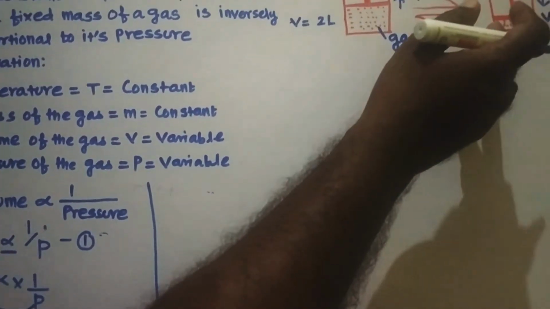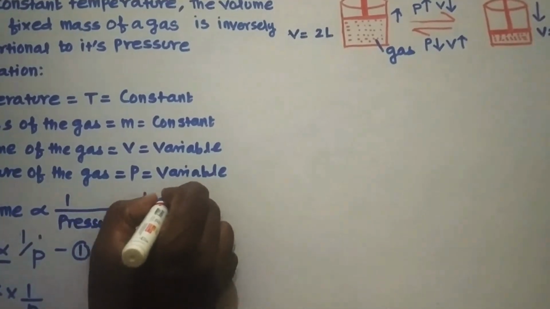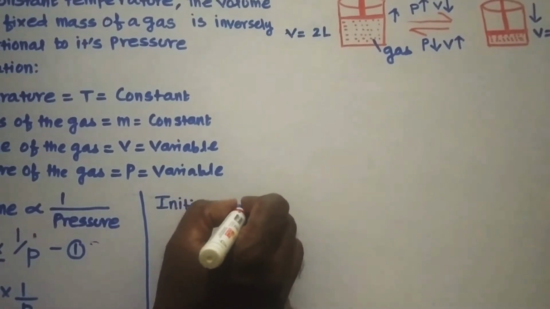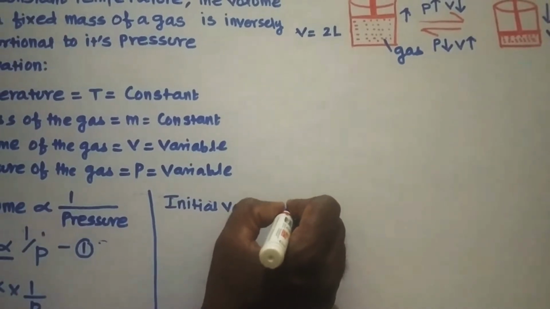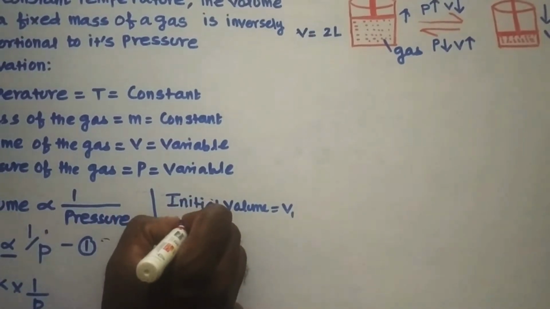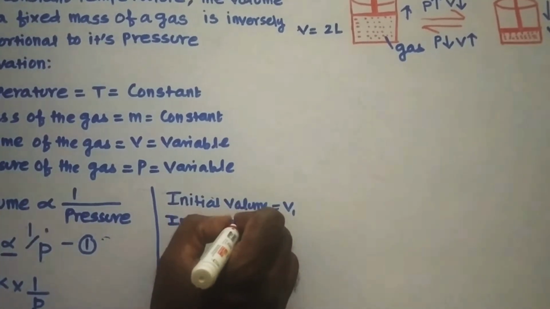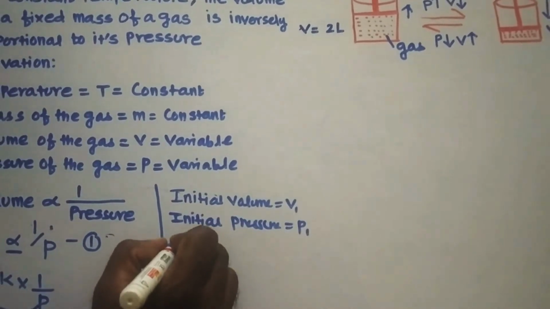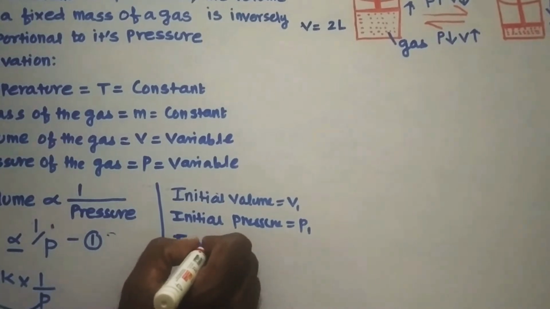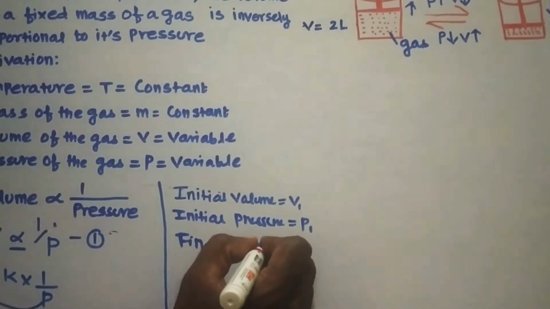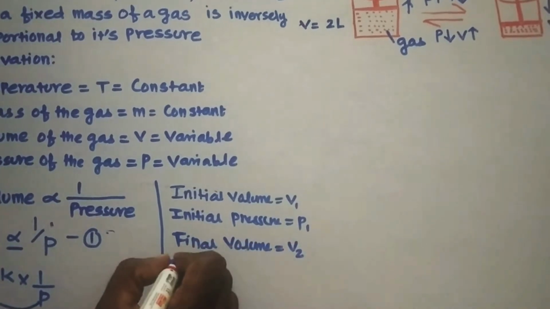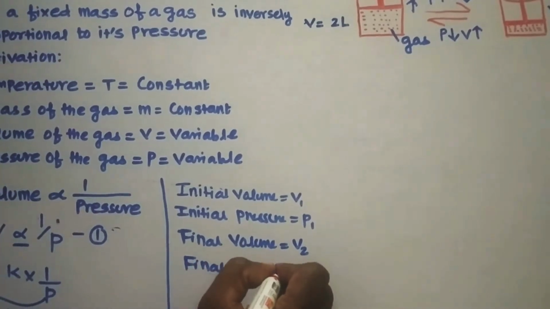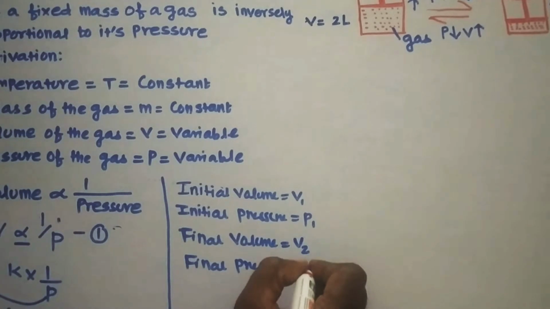Then, based on this experiment, now we are going to see the initial volume, which is equal to V1, the initial pressure, which is equal to P1, the final volume, which is equal to V2, and the final pressure, which is equal to P2.